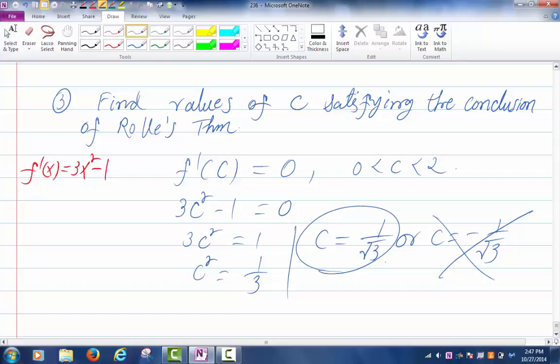Am I making sense? So you'll be given a function and an interval. You'll be asked to check whether the function satisfies the conditions of Rolle's theorem, and you're going to check whether the function is continuous there, whether the derivative exists everywhere. And once you check that, then it's going to ask you to find the values of c that satisfy the conclusion of Rolle's theorem, which means find the values of c in that interval where the derivative is 0. Am I making sense?